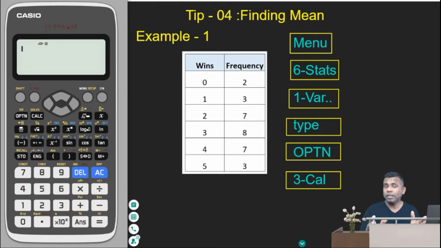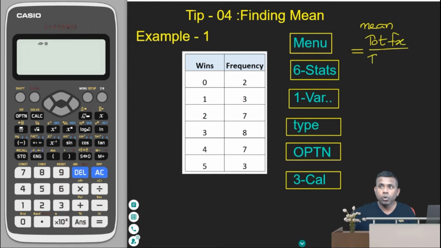It could be with a class width, or it could be like this. On the screen you can see a frequency table is given. Sometimes the numbers are very hard, like bigger numbers or decimal numbers. They may ask you to find the mean. So mean means what? Mean means total fx divided by total f. So that is the answer for the mean.